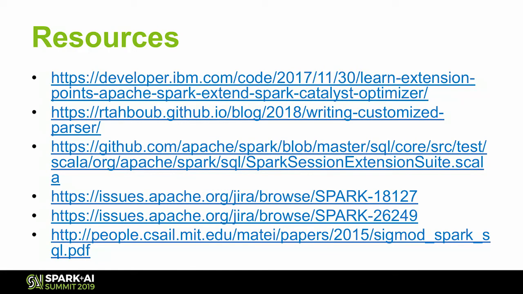Then I list 2 of the JIRAs. The first JIRA is where this extension points API was added. The second one, which is Spark 26249, is the one where I'm adding the enhancements. If you have feedback or if you want to try it out, feel free to try it out. I'd love to hear if it solves your use case. The PR is there. If you need help getting the code and trying it out in your environment, feel free to ping me on that JIRA. And I think that's all I had.